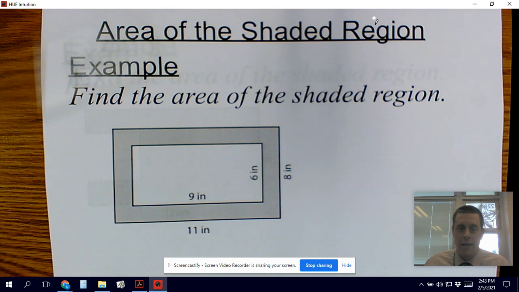What's up, boys and girls, and welcome to your very final sixth grade math lesson on area of polygons. Today we're going to be talking about the area of the shaded region.